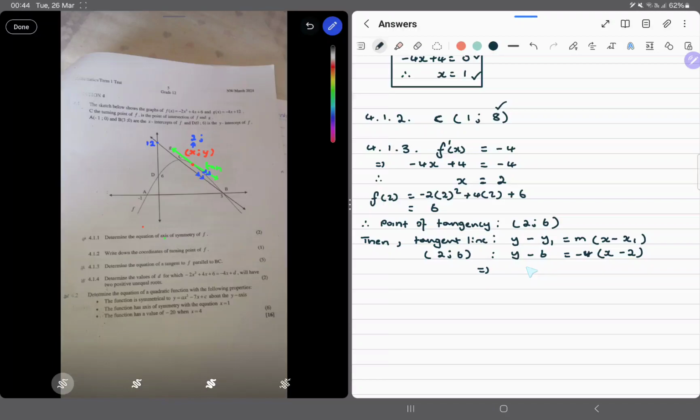This implies that we've got y minus 6 is equal to minus 4x plus 8. Therefore, y is equal to minus 4x. Transpose 6 there, it gives us 14. That is the equation of the tangent.